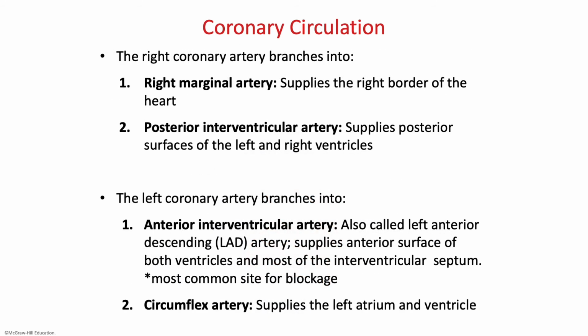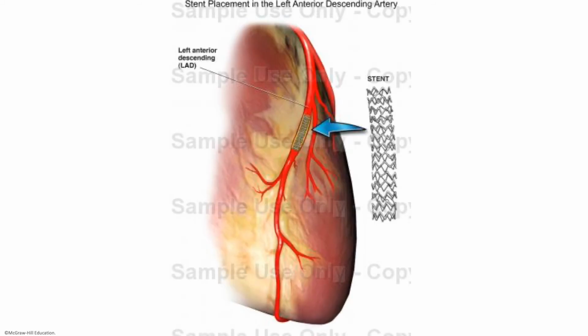You'll have a right marginal artery, a posterior interventricular artery, and then an anterior interventricular artery. It's also called your left anterior descending artery. This is the most common site for blockages within the heart, and then you'll have a circumflex artery. So this is a look at that left anterior descending artery.